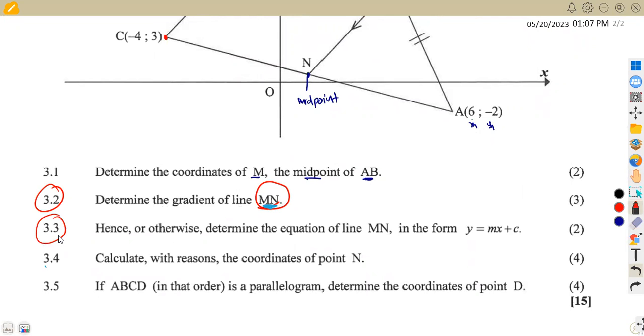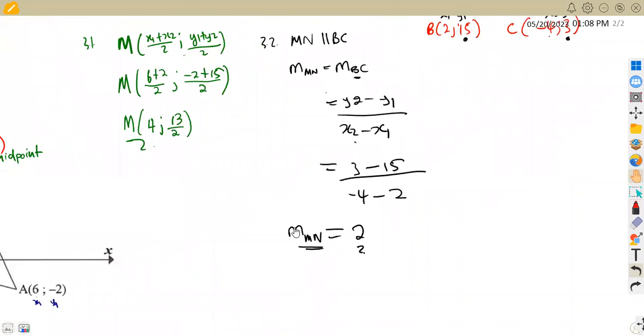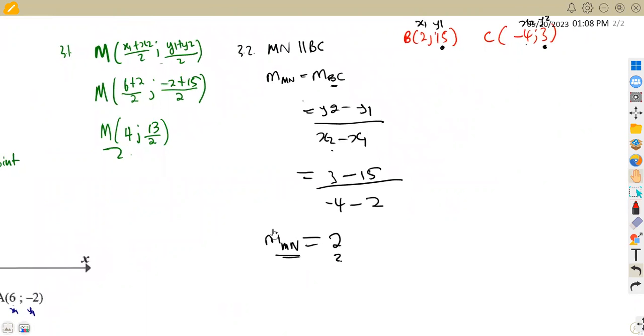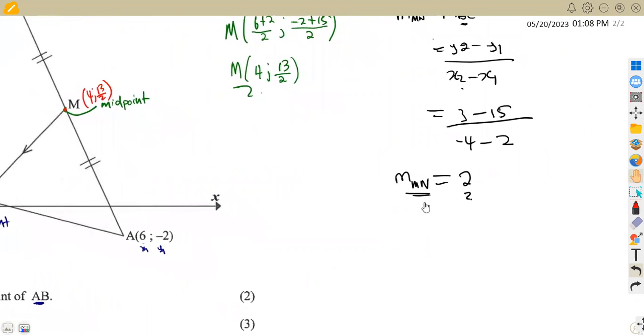All right, 3.3: hence or otherwise. Hence is a continuation from the gradient that we calculated, or otherwise means we can apply any other concept. Okay, so we are going to focus on the hence. We are going to continue from the gradient of MN. Now we are asked to determine the equation of MN in the form of y is equal to mx plus c. Why so? Because we have got the gradient of MN, which is 2, and we need to calculate the equation given the point M, which is (4, 13/2). So we are able to calculate the equation of MN in this case.